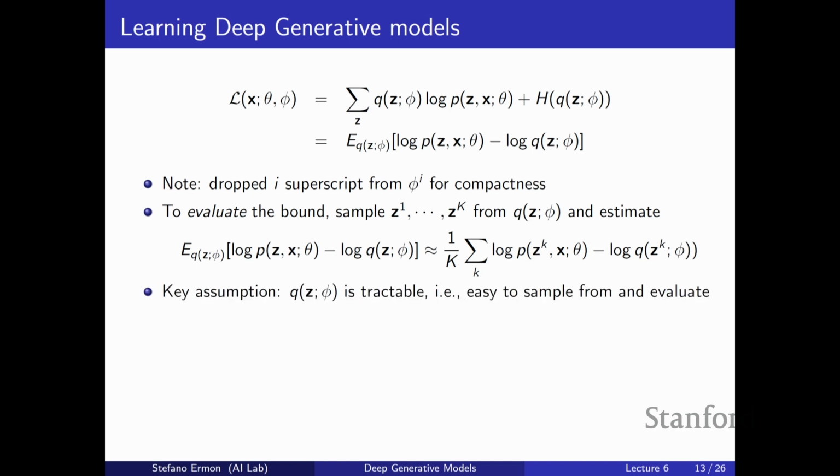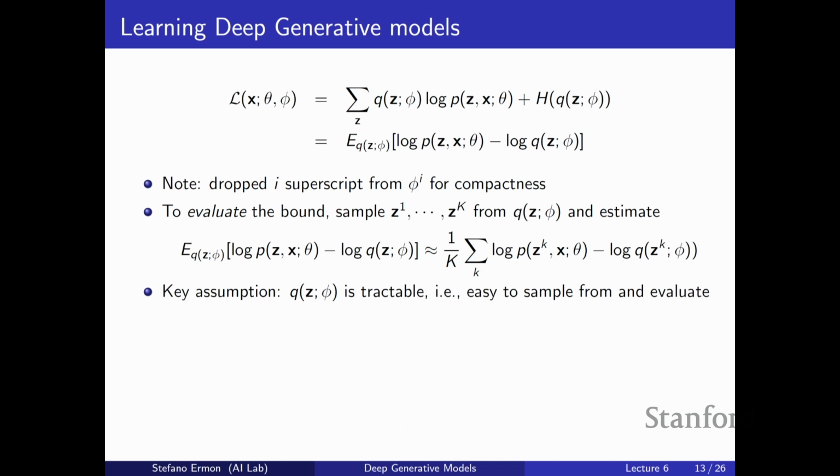And the key assumption here is that Q has to be simple. You can't choose something very complicated because you need to be able to sample from it efficiently, and you need to be able to evaluate probabilities under Q efficiently.